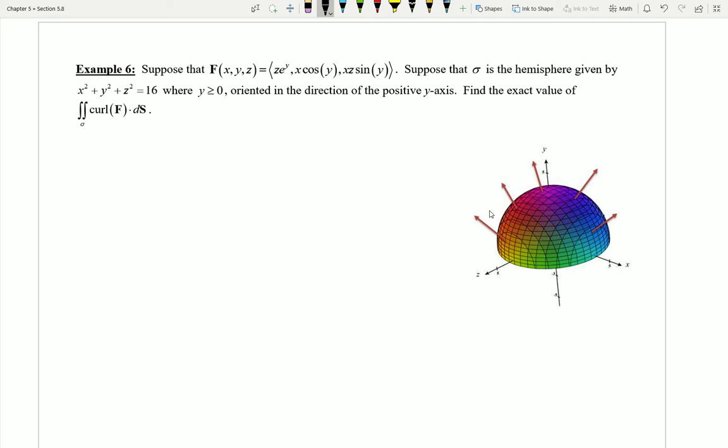Now, this is going to be oriented in the direction of the positive y-axis. You can see here that all of my arrows, my orientation for the surface, are pointing upward. They're tilting up towards the y-axis. I don't have any arrows that are going to be imagined as pointing on the inside and coming out, because that would not be in the orientation that I'm interested in.